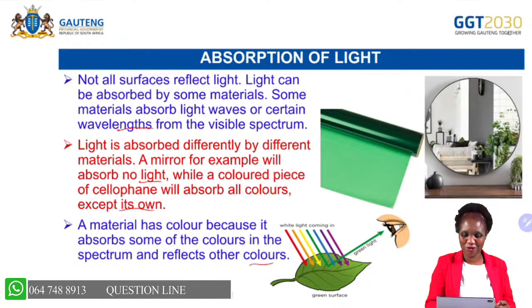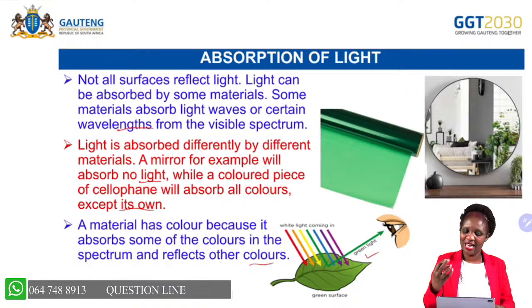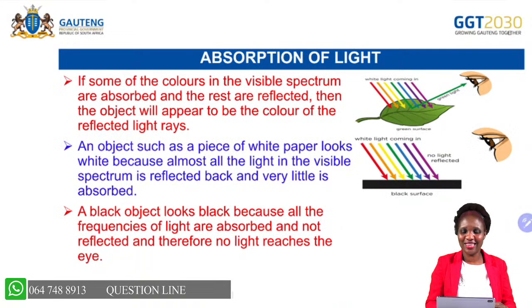For example, we've got a green leaf here. White light is going to hit a green leaf, and then what's going to happen? The green is going to be reflected to our eyes. That's why you will see a green leaf. That's how we are going to see a green color. You get that? That's very good. I love that. And then absorption of light again.